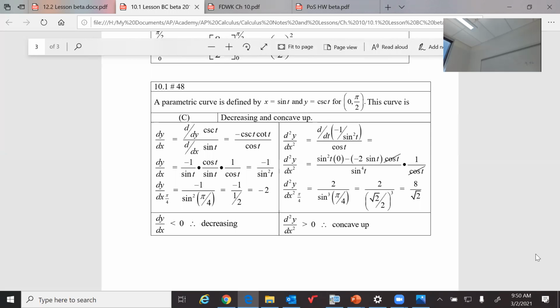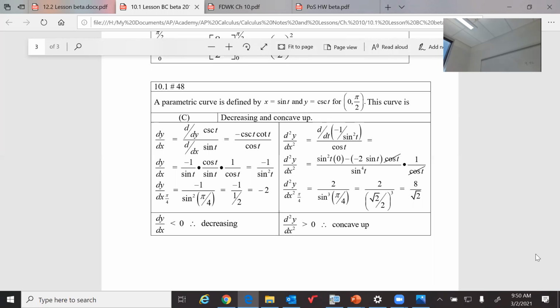At pi over 4, that's negative. We don't care about a value. You can stop there. It's negative, so the parent graph is decreasing. Second derivative. So right there, it's decreasing, so that eliminates 2 of the answers.